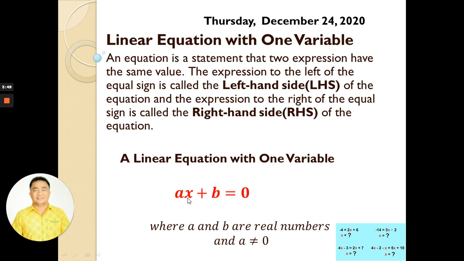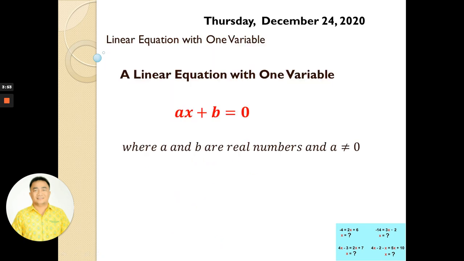Now we proceed. We have here examples of linear equations. How does a linear equation look like? You have here, for example, 3x minus 5 is equal to 0. This is a linear equation with one variable. We have only one x.